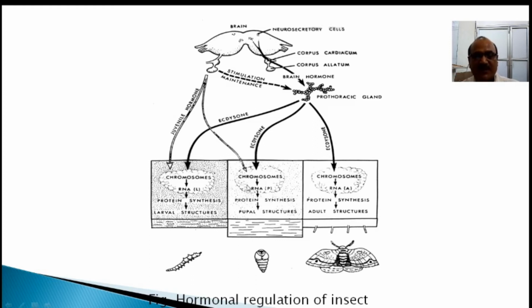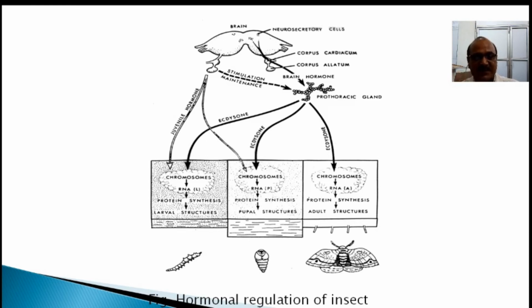Then, during protein metabolism, the first process is replication, next is transcription, then translation, and then proteins are formed. Double stranded DNA is converted to single stranded RNA. This process is called transcription, and it takes place in the nucleus. Then this RNA moves to the cytoplasm, and translation takes place in the cytoplasm.